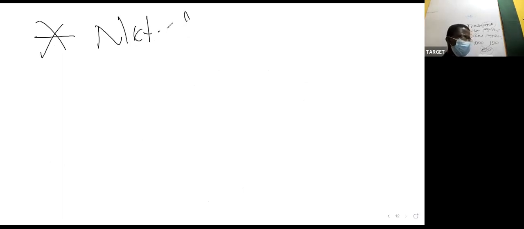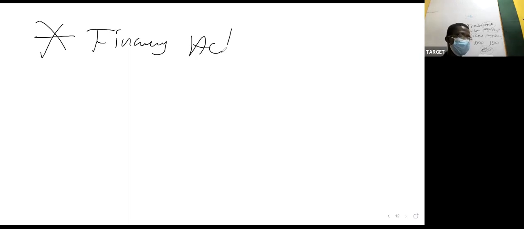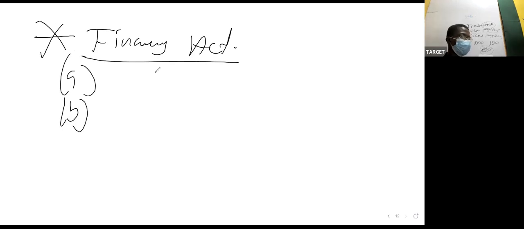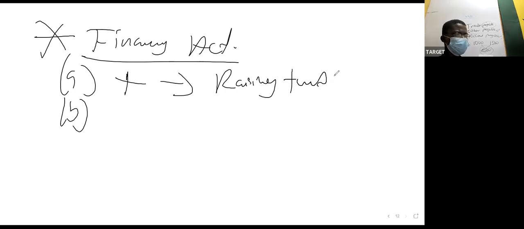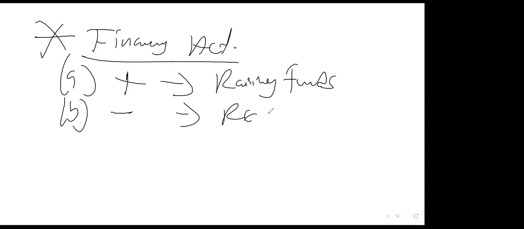That one is 50-50. I told you 3 points, right? So net cash flow from where? Financing activity. That one is 50-50, A and then B. If it's positive, here it means that you are raising a lot of funds, raising of funds. If it's negative, that means repayment of debt. We are done.